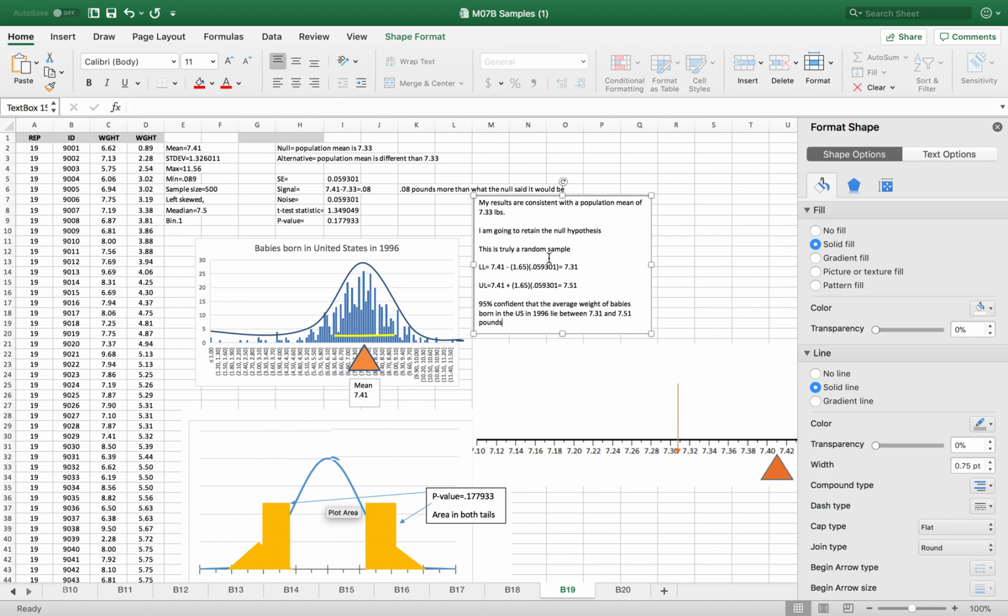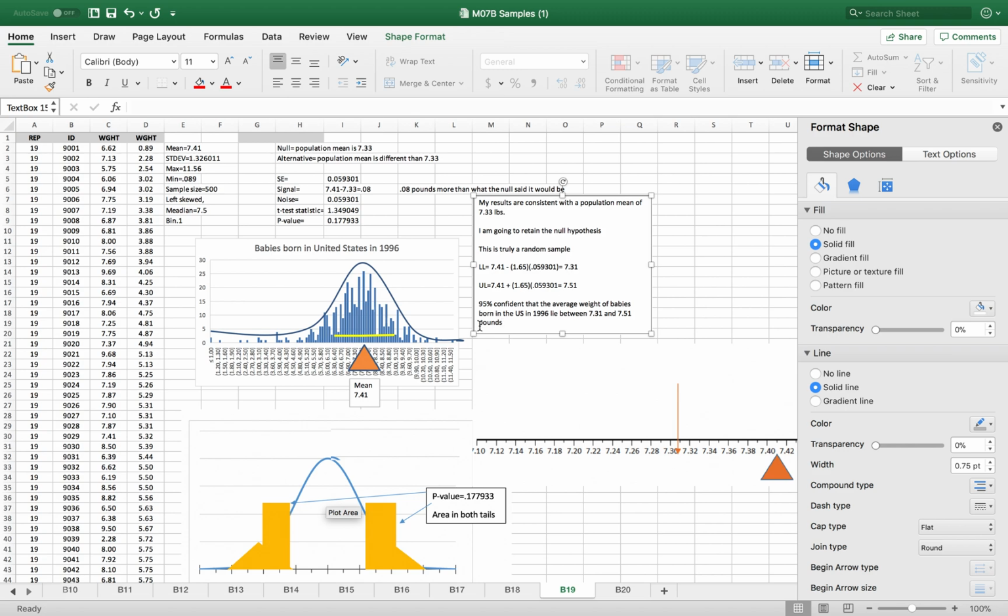Okay, so my results are consistent with a population mean of 7.33 pounds. Since I was B, I got babies born in the United States, and if you looked at the directions, it does retain the null hypothesis. So I am going to retain the null hypothesis. This is a truly random sample.